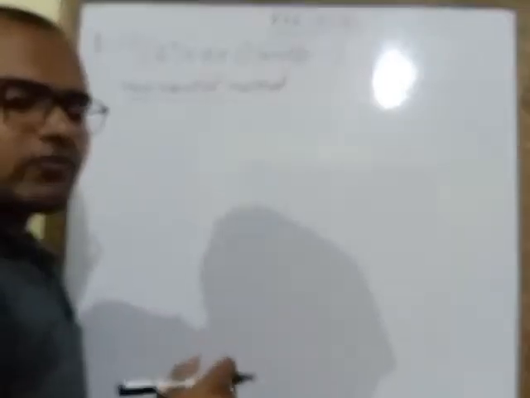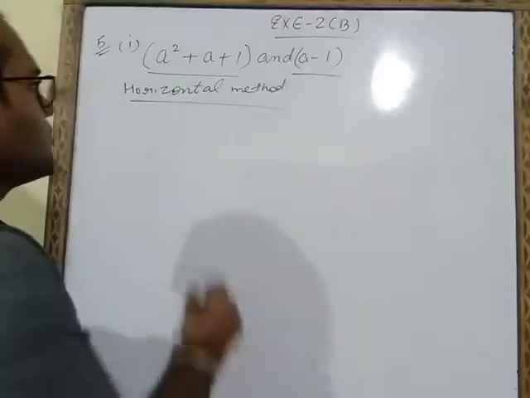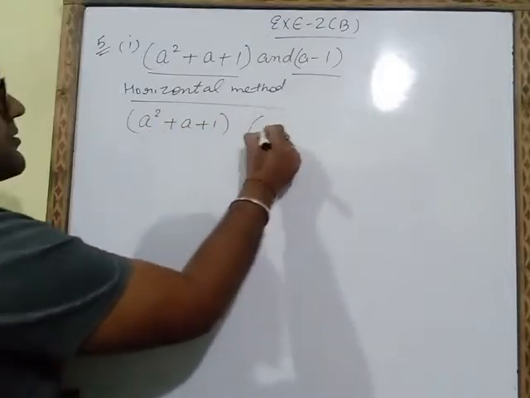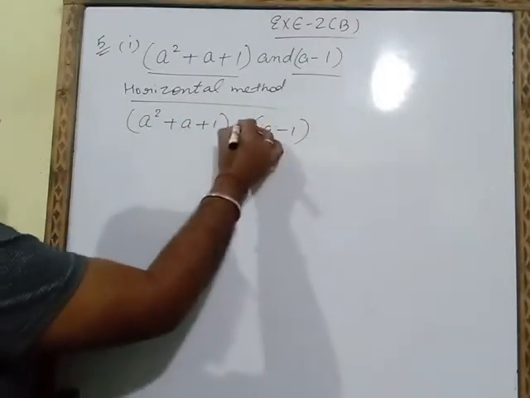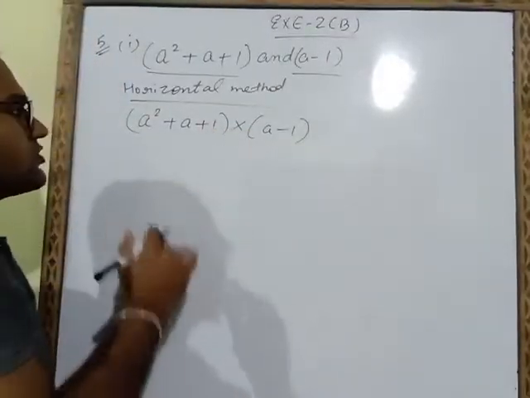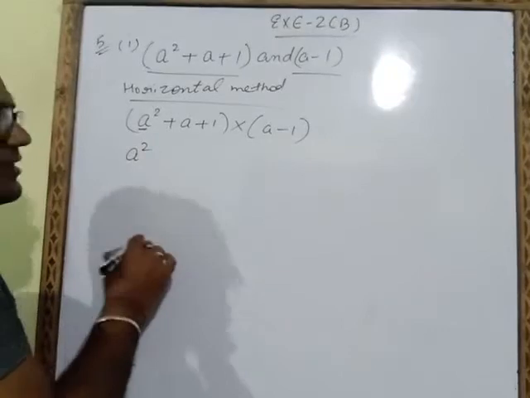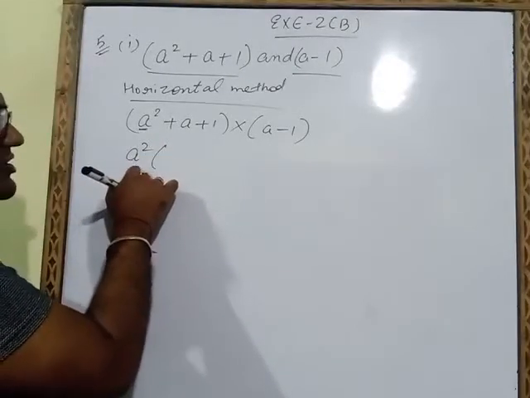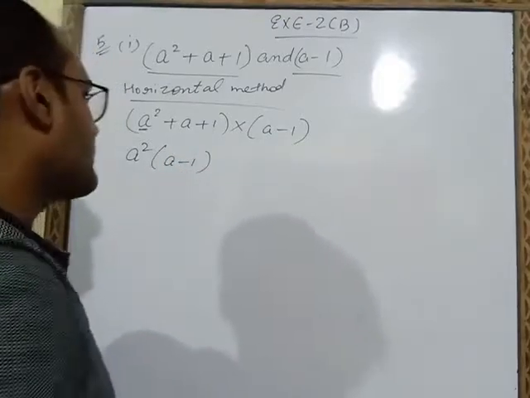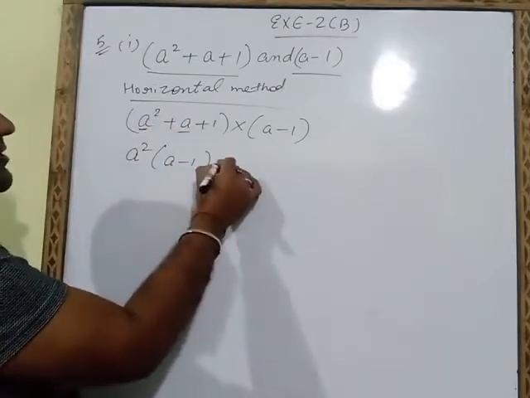In the horizontal method, we have to multiply these two algebraic expressions. First of all, we will write these two algebraic expressions in separate brackets. Product means multiply. First of all, we will write the first term of the first bracket, then multiply this first term with the second algebraic expression, which we write in a bracket. Now we will take the second term of the first algebraic expression. The second term is plus a.